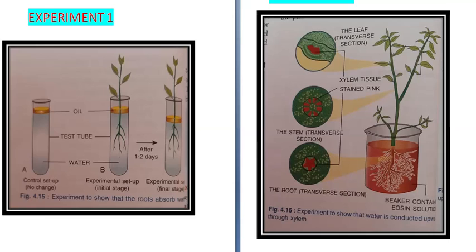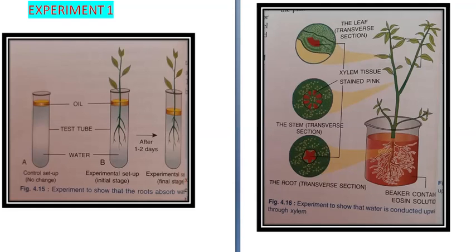In the other test tube, again we have taken water, we have put a small plant in it, and again in this also we have put a few drops of oil. Now why has the oil been put? Both the test tubes have an equal level of water, and we have put a plant in one. Oil will prevent loss of water through evaporation. Now you will find after some time that in the first test tube there is no change in the level of water, but in the second test tube the level of water falls.